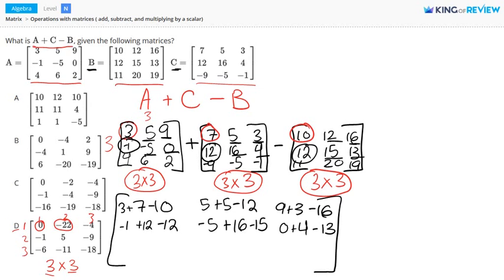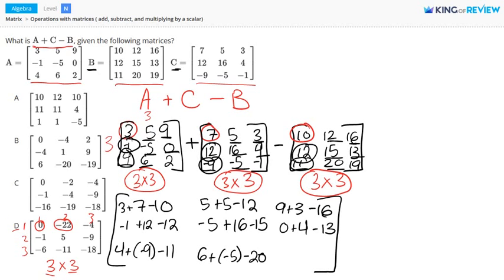That's row 2. Now let's look at the final row, which is row 3. We have a 4, a -9, and an 11. So we have 4 plus a -9 minus 11. The next entry is 6, -5, and 20. So 6 plus a -5 minus 20. And the final entry is 2, -1, and 19. So 2 plus a -1 minus 19.